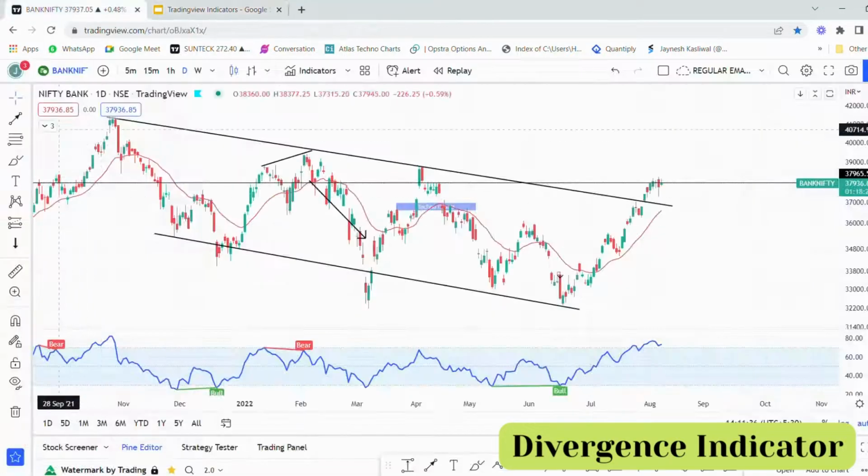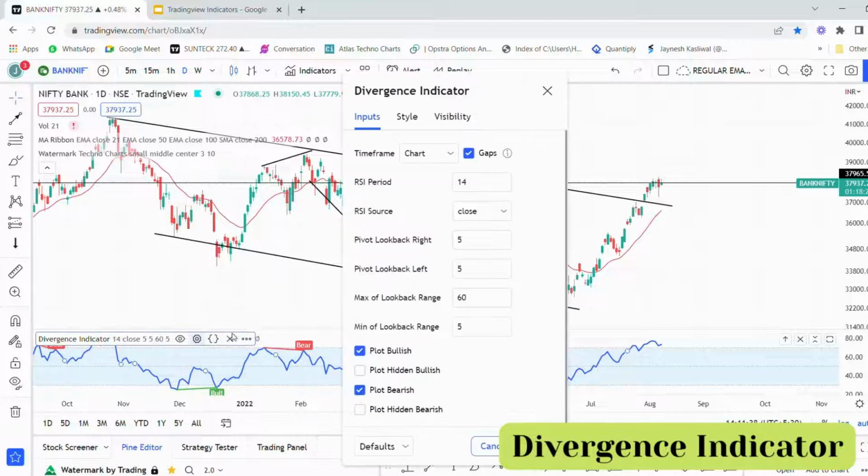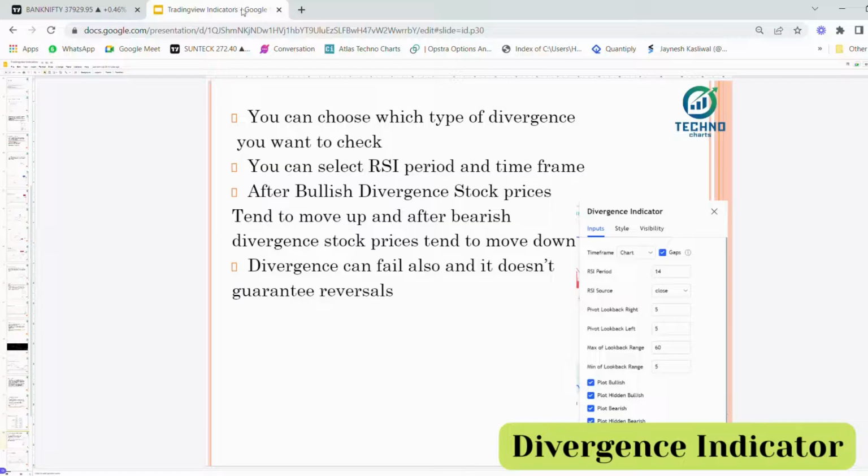Even in settings you can select what type of divergence you want: bullish divergence, bearish divergence, and you can also plot hidden bullish and hidden bearish. So there are a lot of divergences that you can plot on the chart.